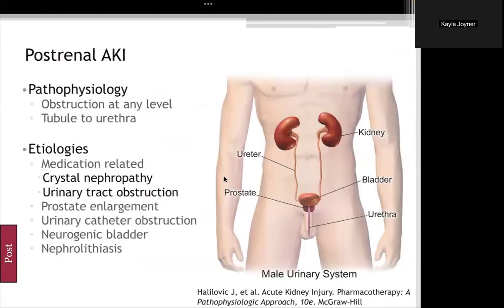to the ureter. So this can be anywhere from the tubule to the ureter. So after the distal canalicular tubule to the ureter, these post-renal AKIs can occur.